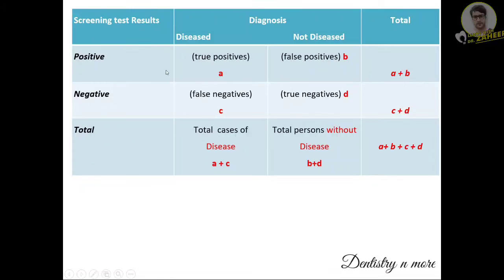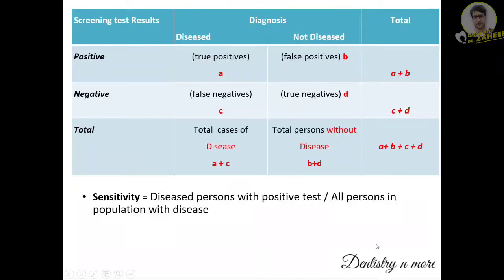So total positive cases are A plus B. It also includes false negative. Total negative cases are C plus D. It also includes false positive. Total cases are A plus C, and total healthy or not diseased are B plus D, that is people without disease.